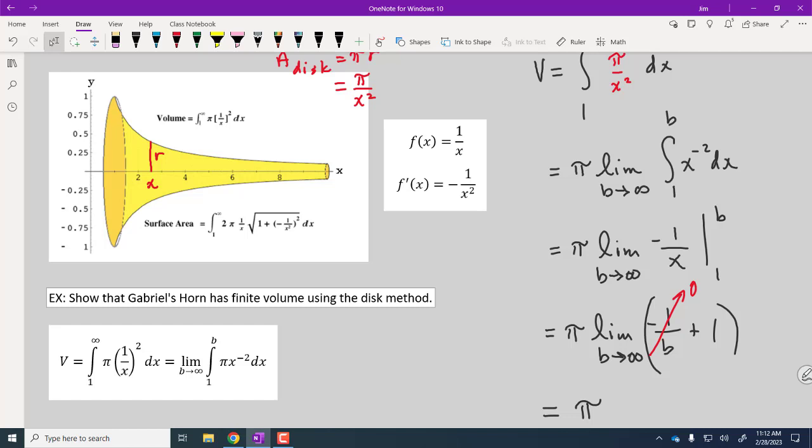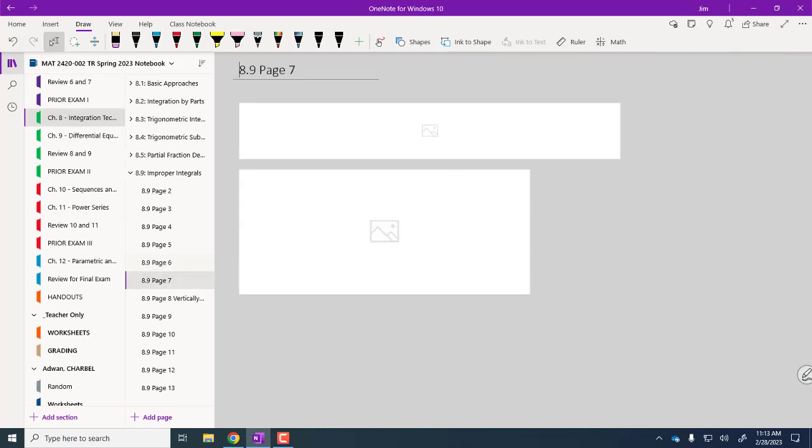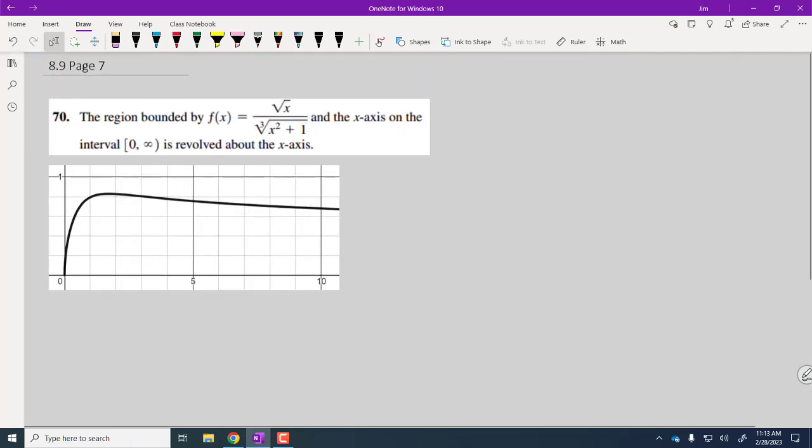So this is just one of those examples. You can come up with solid objects that have finite volume but infinite surface area, just like this. There's all sorts of them. And this is an interesting first look at one of those types of things.